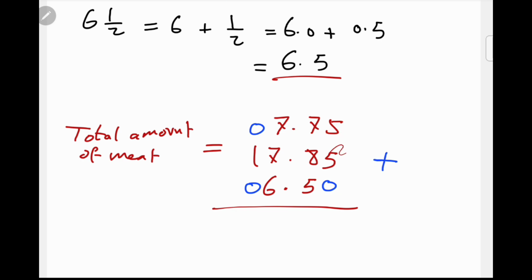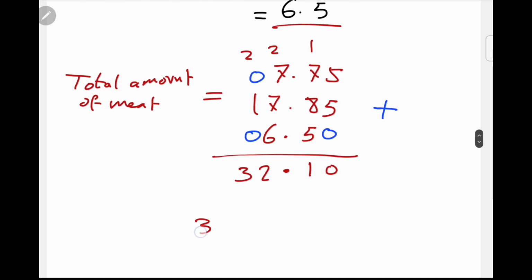So we have 5 plus 5 is 10, plus 0 is 10, 0 and 1 carried over. 1 plus 7 is 8, plus 8 is 16, plus 5 is 21, so 1 and 2 is carried over. And don't forget to add a decimal point. Then 2 plus 7 is 9, plus 7 is 16, plus 6 is 22. 2 is carried over, and then 2 plus 0 is 2, plus 1 is 3, plus 0 is 3.